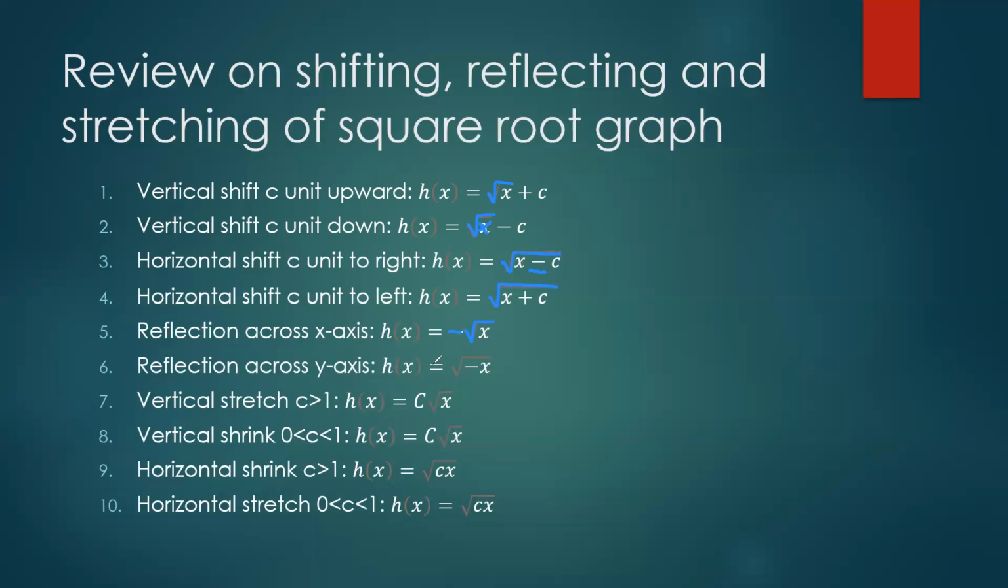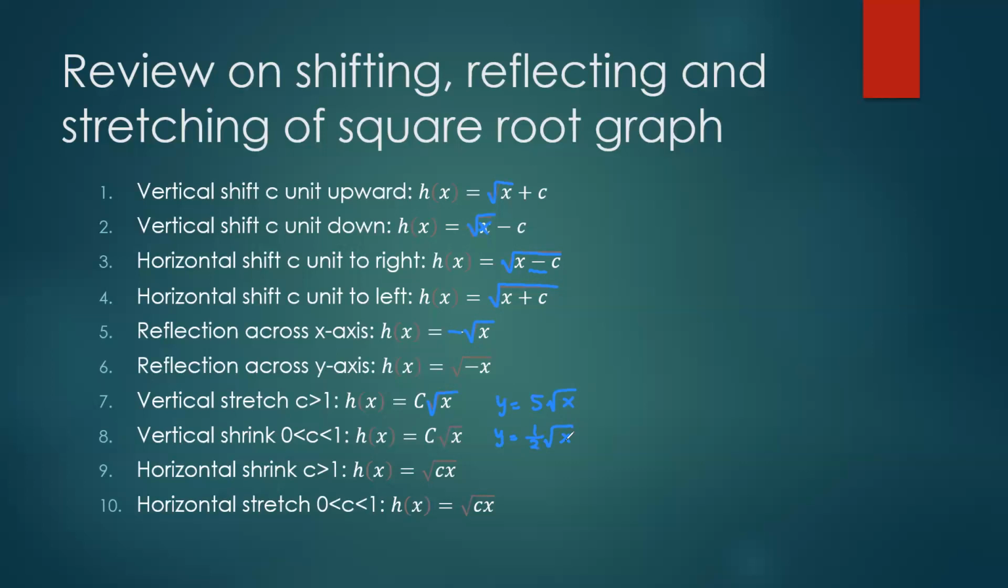Okay, and then let's talk about vertical stretch. If you have a number outside the square root, for example, y equals 5 square root of x, that is called a vertical stretch. And if the constant is still outside and the constant is less than 1 but greater than 0, for example a fraction, 1/2 square root of x, that is considered a vertical shrink.